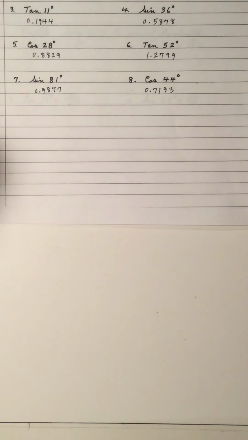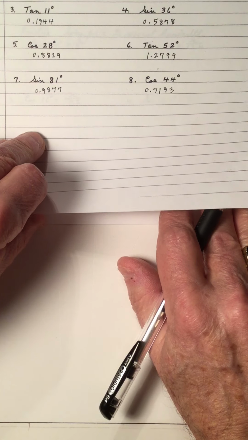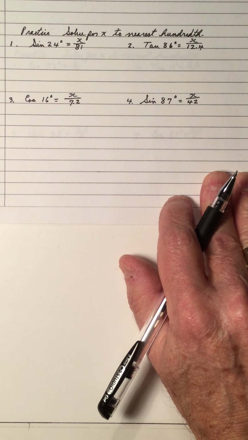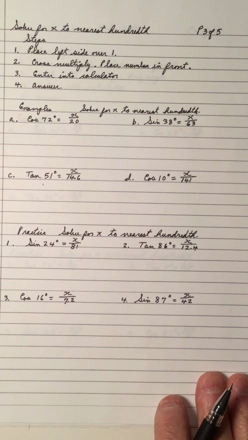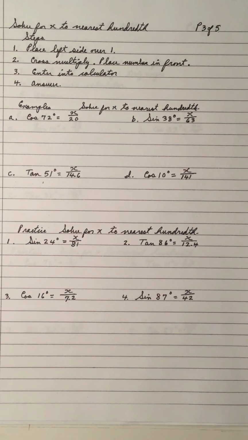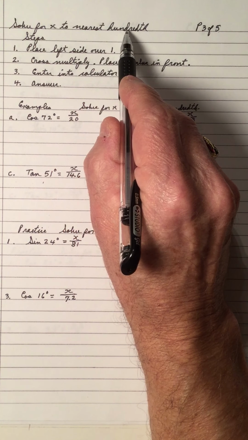So that's how you do the sine, cos, and tan of a. Notice these angles are acute angles. Now pull this back down and let's do some more examples. But now we're going to solve some equations. Solve for x to the nearest hundredth.